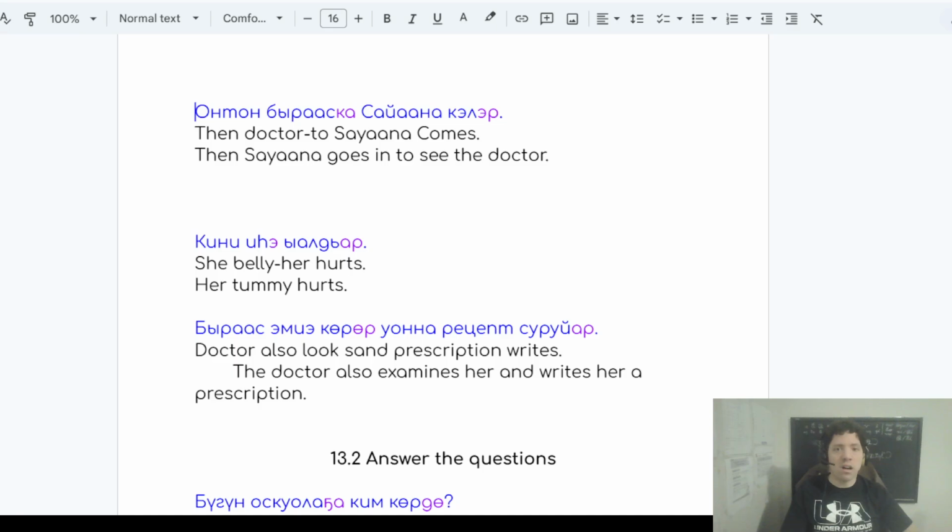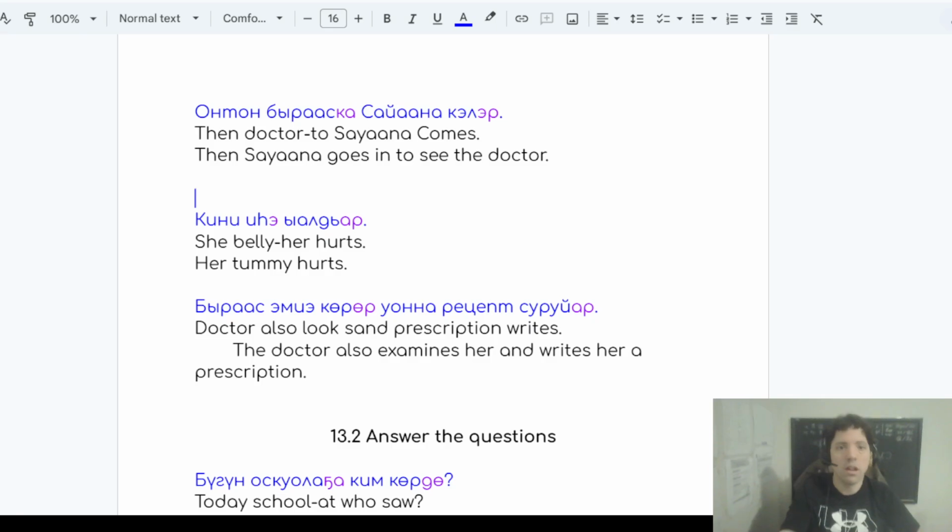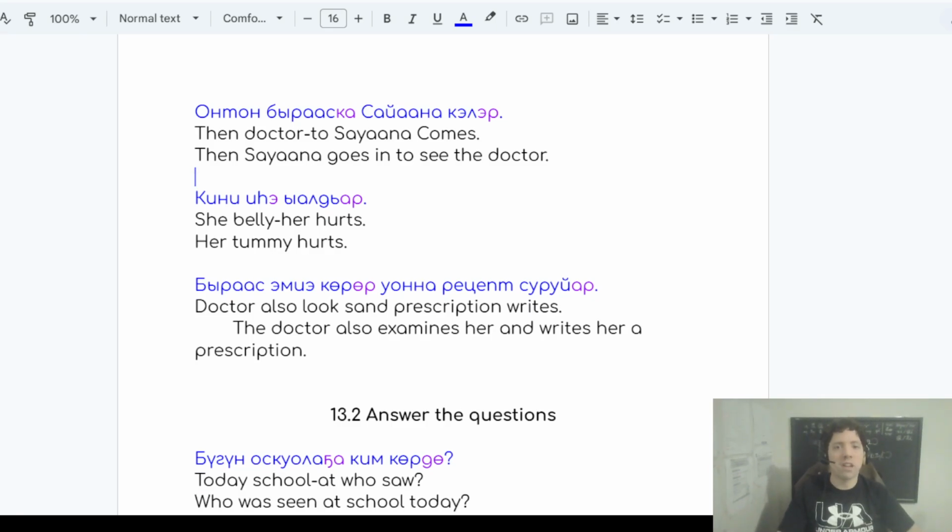Anton Baraska Sayana Keller. Then Sayana goes in to see the doctor. Anton Baraska Sayana Keller. Kini ihe aljar. You remember belly is is. We add e to make it her belly. So ihe, her belly. The sa becomes a ch. Kini ihe aljar, her tummy hurts.